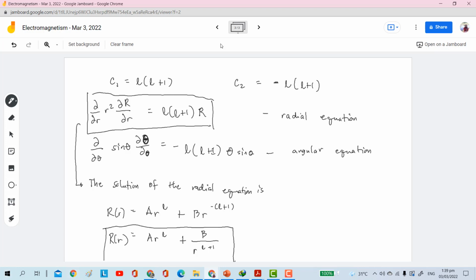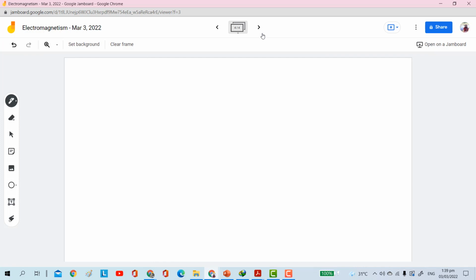And then, for your angular equation, the solution to your angular equation is of this form. Theta as a function of theta is equal to P sub L cosine theta. Did you discuss this in your math class?